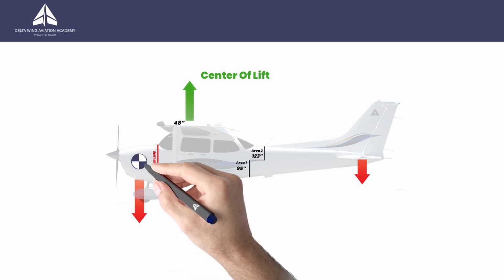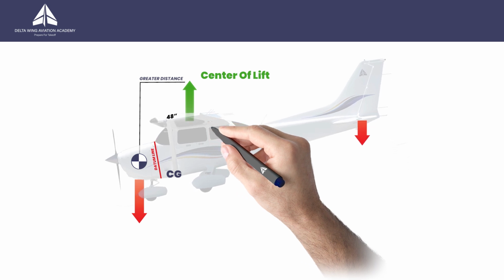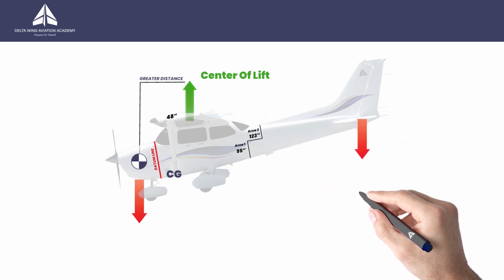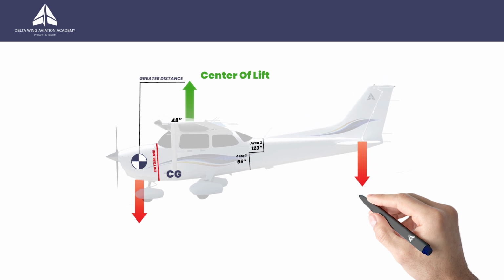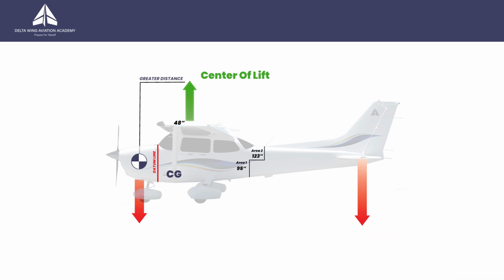Now there's a much greater distance between the center of gravity and the center of lift, and the nose-down tendency is greatly increased. So this is going to require a larger downforce from the tail than we had before to keep the nose from dropping. A larger downforce from the tail, well, what's happened now?